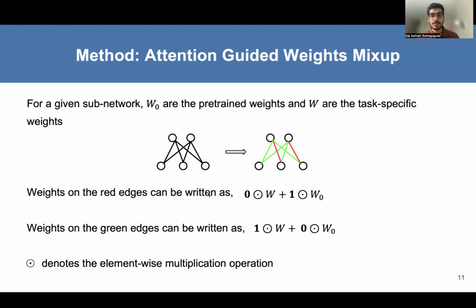We first represent a subnetwork mathematically. Assume W are the task-specific weights and W0 are the pre-trained weights. Observe for a given subnetwork, the red edges can be written as 0 ⊙ W plus 1 ⊙ W0. And for the green edges, it can be written as 1 ⊙ W plus 0 ⊙ W0, where ⊙ means the element-wise multiplication operation. Motivated by this formulation, we propose the following attention-guided weight mix-up strategy.